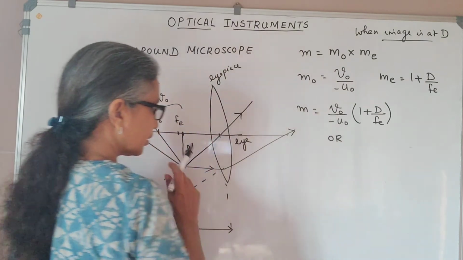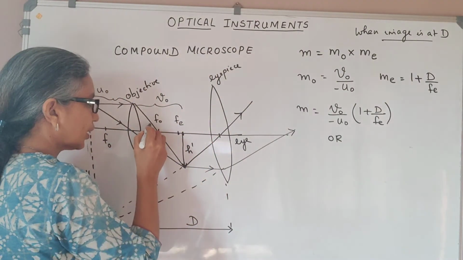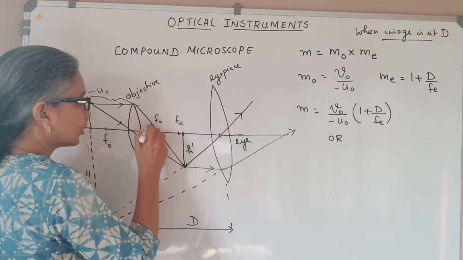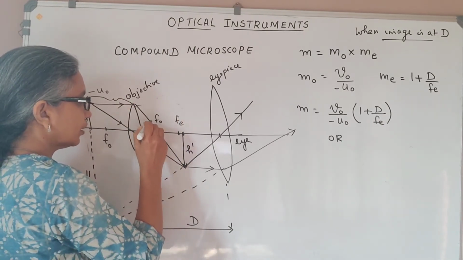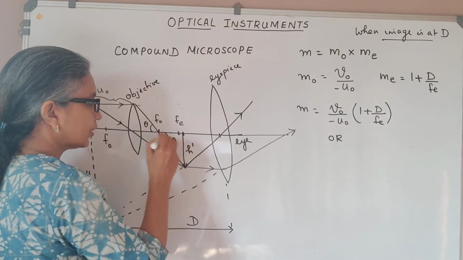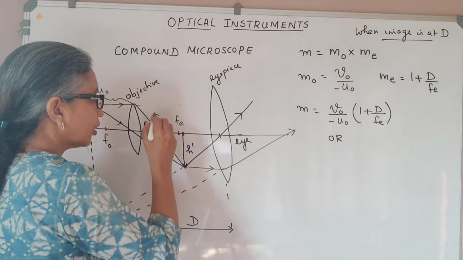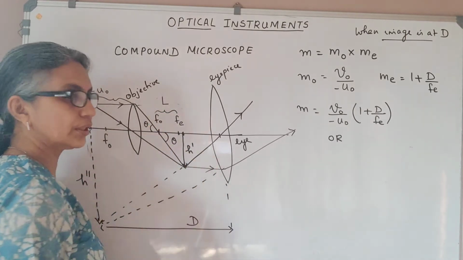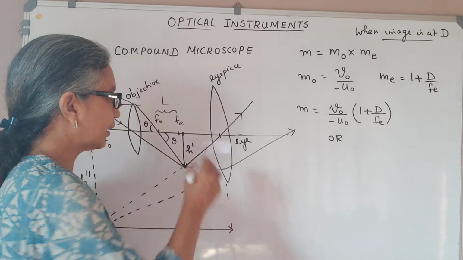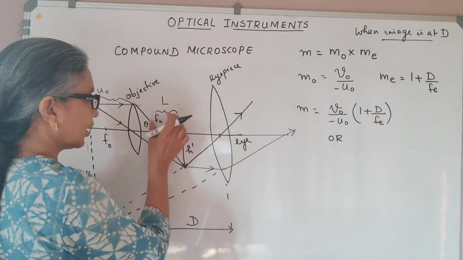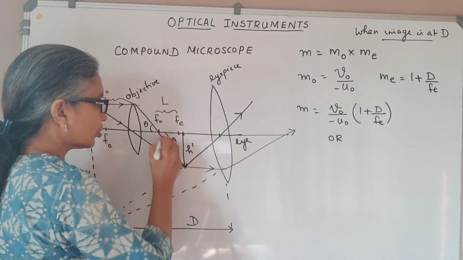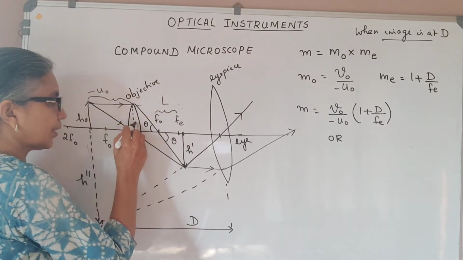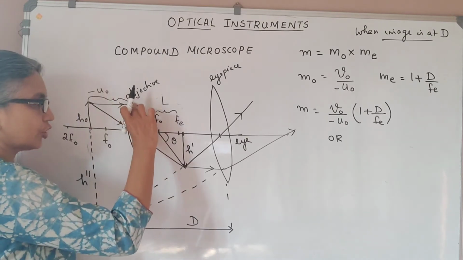Now here we may take an approximation. Suppose you take this angle as theta and this angle also as theta, because they are vertically opposite. Now this distance I am going to call L, that is the distance between the focal length of the objective and the focal length of the eyepiece. So if you look at these two triangles, this height here will be the same as HO.